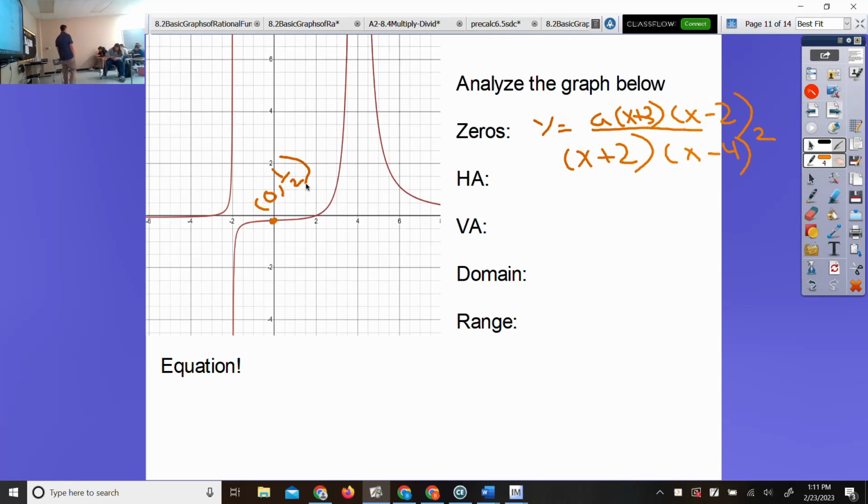What good does knowing that point do you? Fill in an X and a Y. Yeah, everywhere you see a Y, you're a what? And everywhere you see an X, you're a 0.